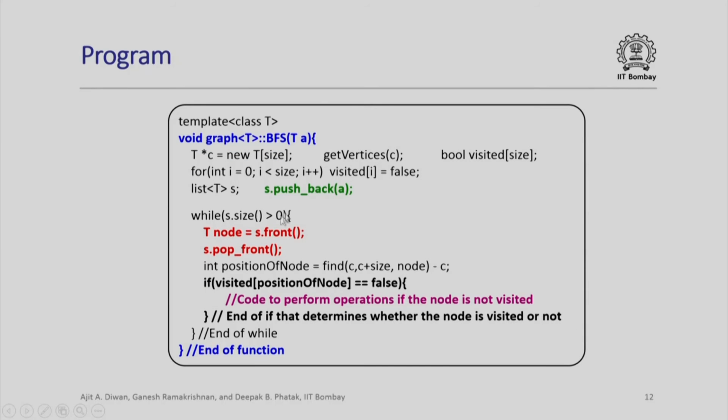Now we come to the template for the BFS function. Please note that in the BFS function, we do exactly the same thing that we did earlier. We define the bool array visited, we have the get vertices function and so on. While size is greater than 0, we now do two things differently. First, we get the node from s dot front, and second, we pop front. This is the only difference that we have from the earlier algorithm. After we do this, if visited is false, we still have to write code to perform operations if the node is not visited. So let us look at this code.